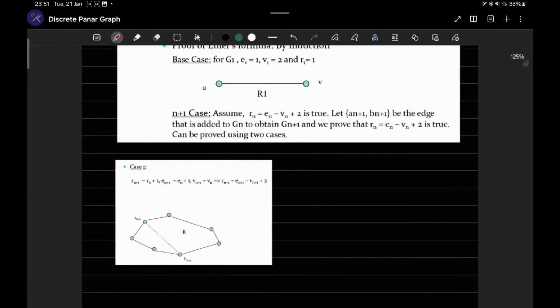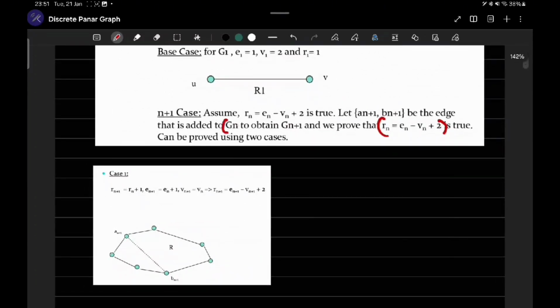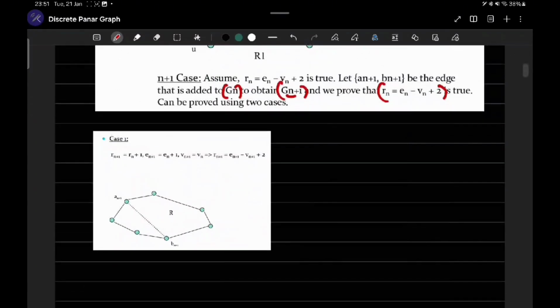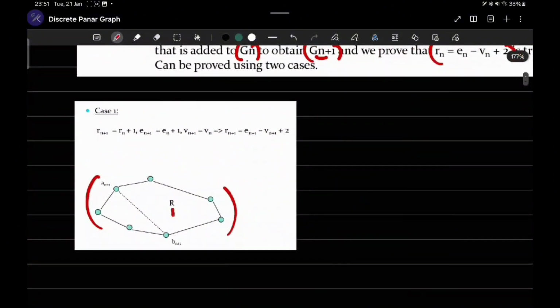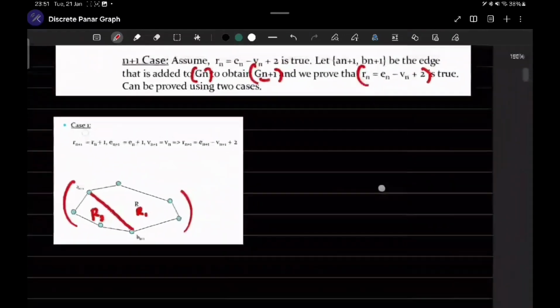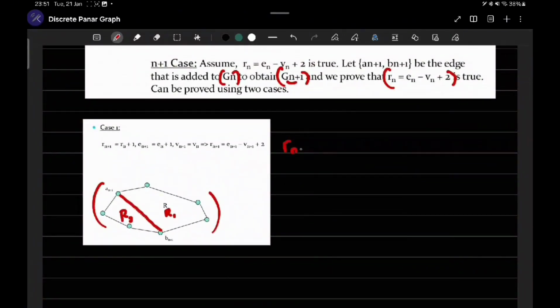Here we can see the n plus 1 case, which assumes that Rn equals En minus Vn plus 2 is true. Gn represents the previous graph and Gn plus 1 represents the new graph that we get. So for case 1, we see that in our new graph the number of regions is increased, R1 and R2, and there's also a new edge in the middle here. So we assume that Rn plus 1, the new graph, equals Rn plus 1, which indicates that the number of regions is increased. For edges, the number of edges is also increased. So we just repeat the same thing.